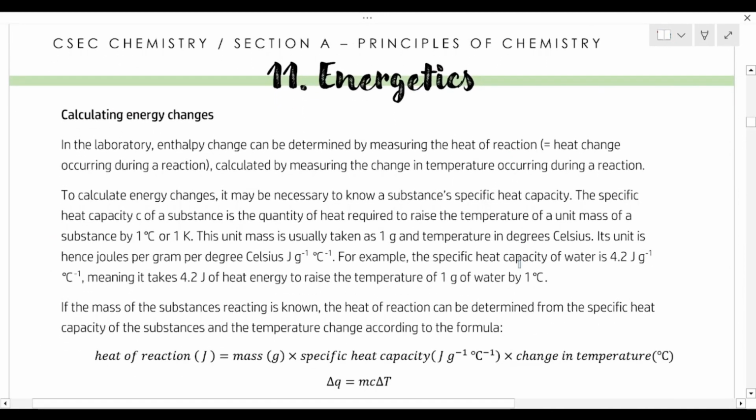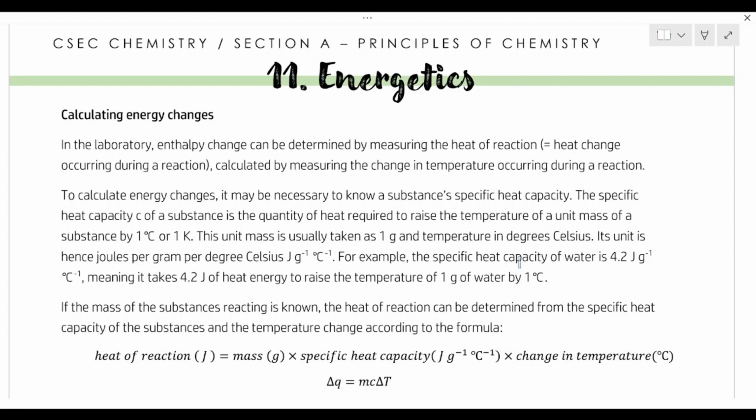And this topic also involves calculations. So as we said, enthalpy cannot be directly measured, but the change in enthalpy can be determined by measuring the heat of reaction, which is, as you may have guessed, the heat change occurring during a reaction. That's calculated by measuring the change in temperature.